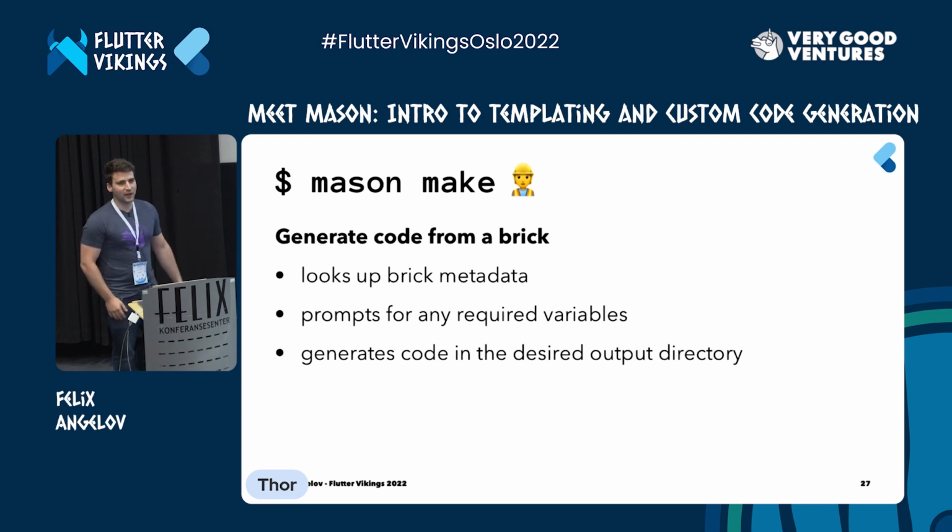And lastly, the thing that probably everyone's curious about is how do you actually generate code? So we've installed the template. We have this hello brick on our machine, and we can use the mason make command. And that will just look up the metadata for the brick, prompt for any variables that template requires, and then it'll just generate the code in the output directory.